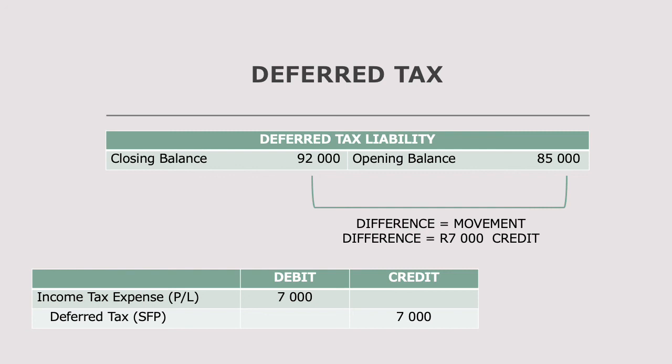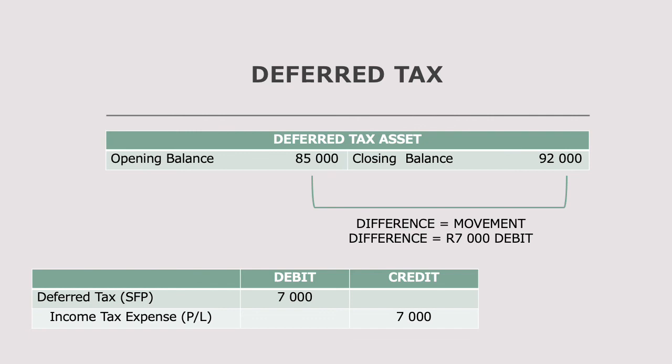So when you now go and translate this and look at the journal entry that you would pass, we debit income tax expense with 7,000 Rand, and we credit deferred tax with 7,000 Rand. Now, why is income tax debited? Well, we know from earlier on in this lecture that one of your three main components of income tax is your deferred tax movement. We are now accounting for the movement, and the movement will either increase or decrease your income tax expense. So because we've credited deferred tax, that means that we have to debit our income tax expense.